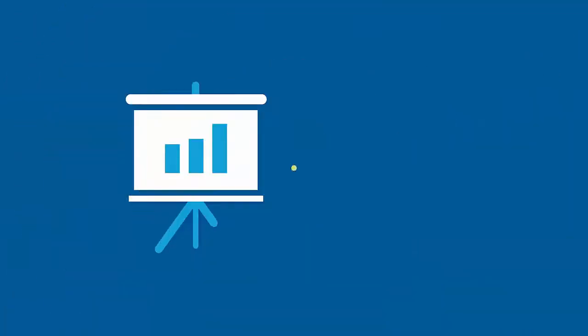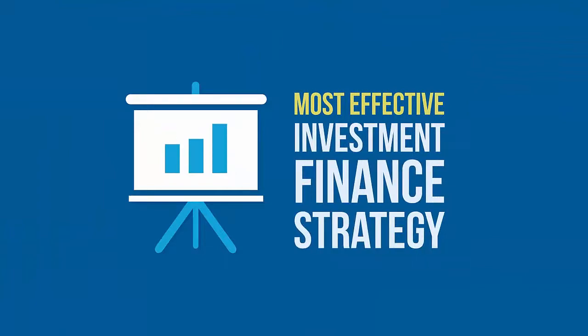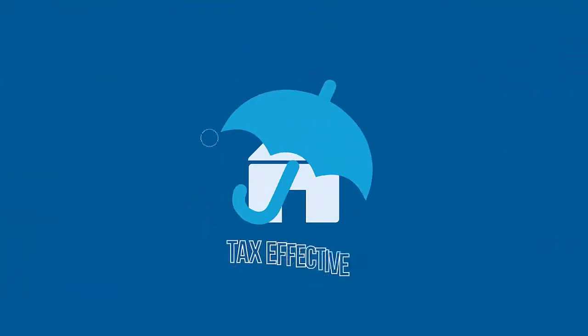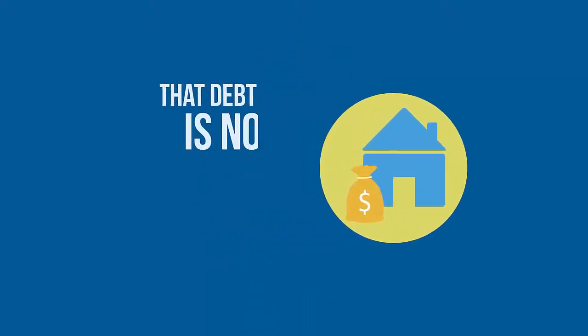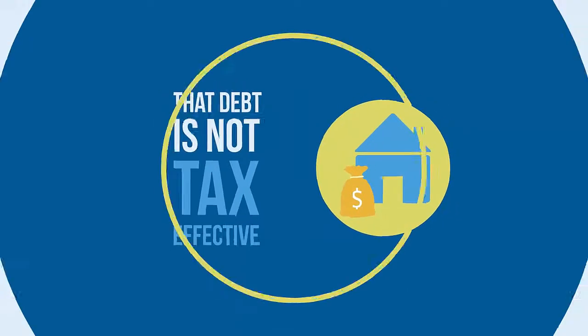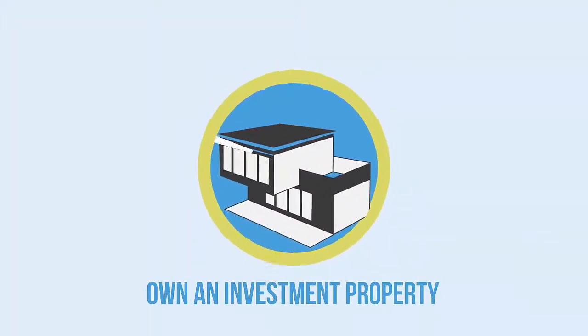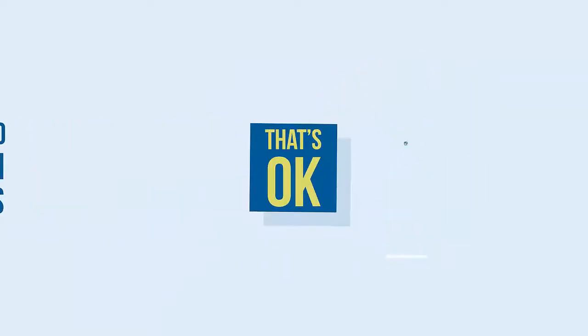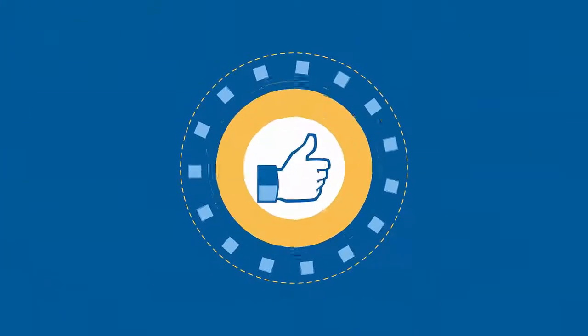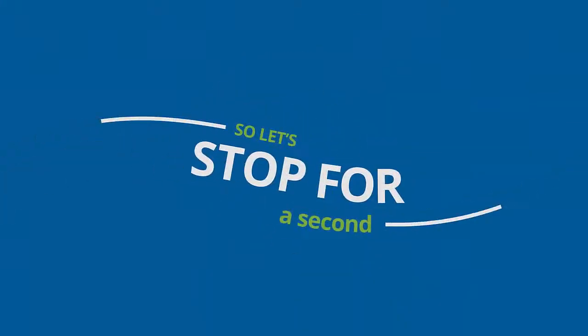This is usually the most effective investment finance strategy, as it makes your investment property as tax effective as possible. If you do have spare cash, you should use that to pay down your home mortgage, as that debt is not tax effective. So now you own an investment property, but you're still wondering how you can afford the payments on these new loans. That's okay, another video in our series will cover this, and we're sure you'll be amazed at how it's done. So let's stop for a second.